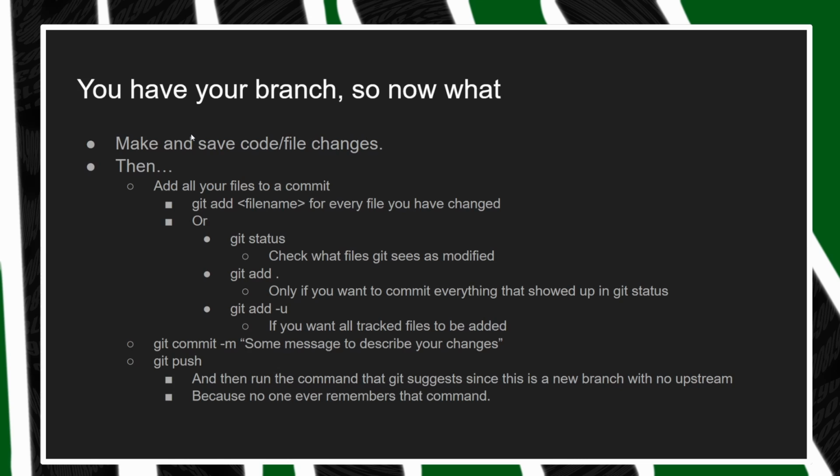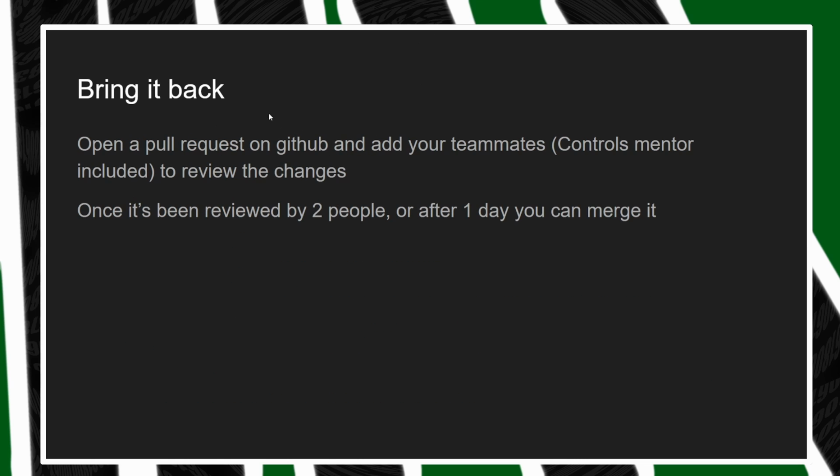So when you do all that, once you have your commits up on the remote, you'll do a pull request and review the changes. Once it's been reviewed by 2 people or after 1 day, you can merge it, and there'll be a button there.